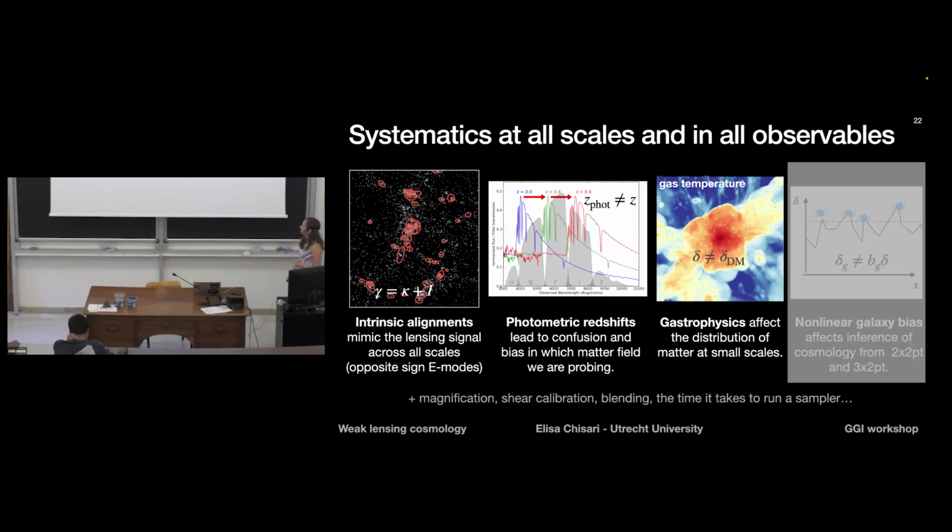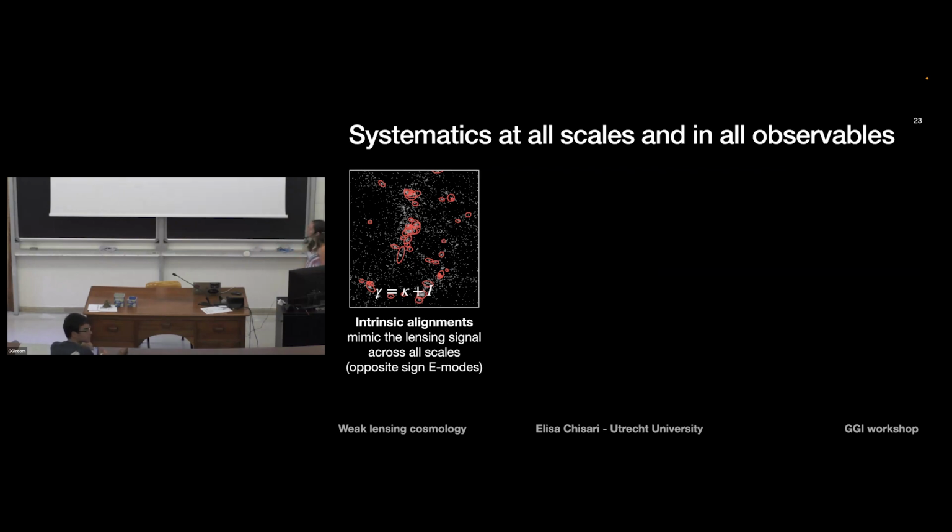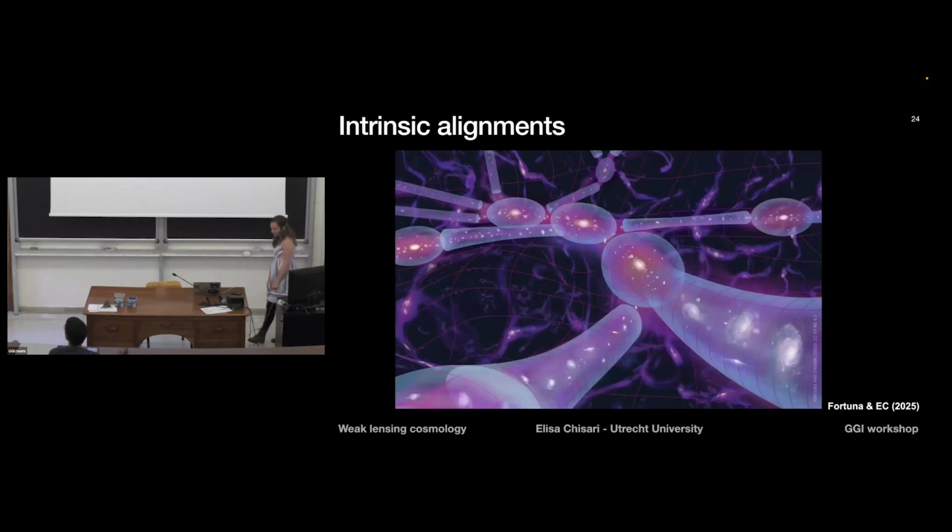I will not say much about galaxy bias because it's already been touched upon, and there are many people here in this room that know much more about this than I do. So I'll touch upon some of the other ones, and let's start with alignments. Okay, so galaxies are aligned across the large scale structure. It's normally massive red galaxies that we see are most aligned with each other.